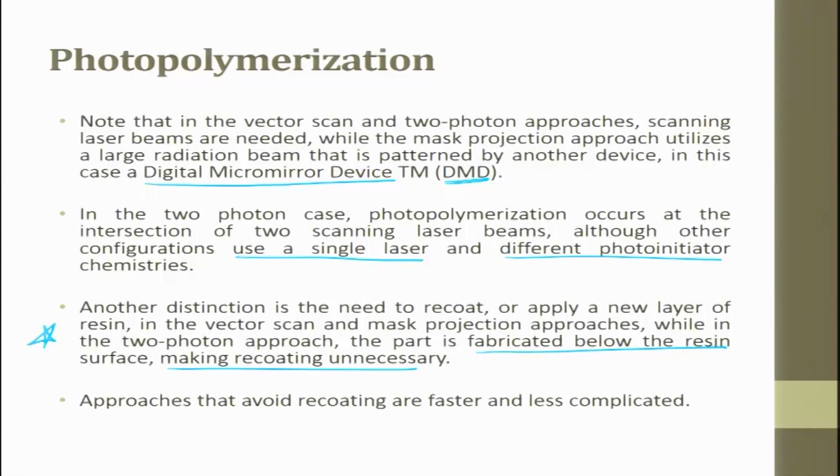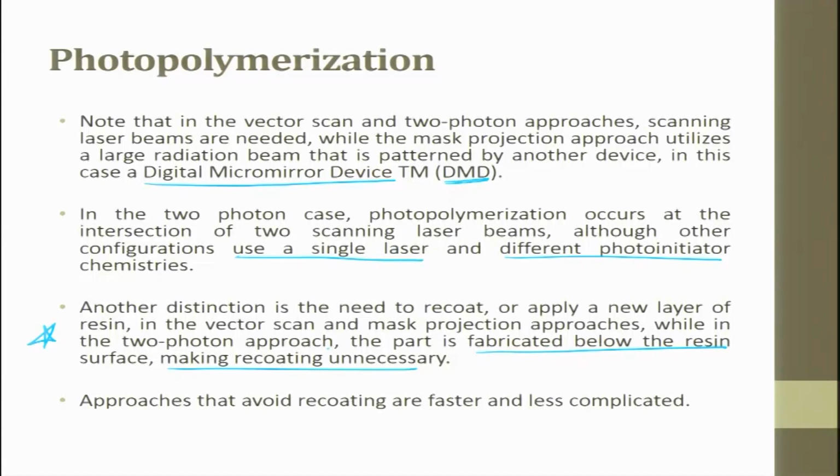As I told you, if the wave pattern on top of the surface of the photopolymer is not made flat, the process efficiency falls drastically. The curing does not happen properly. So, there is a possibility of defects like shrinkage or warping in due course of time. In order to avoid that, in the 2-photon approach, the part is fabricated below the resin surface, making recoating unnecessary. The approaches that avoid recoating are faster and less complicated.